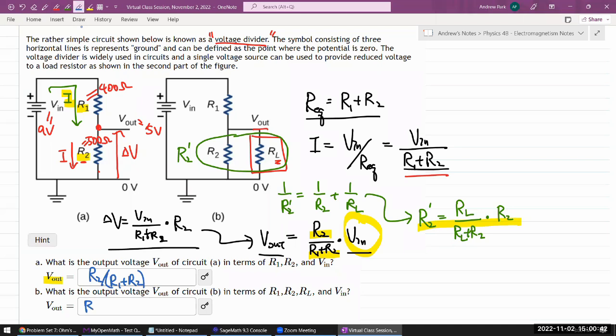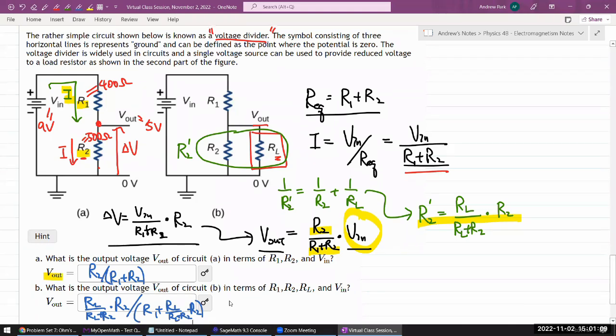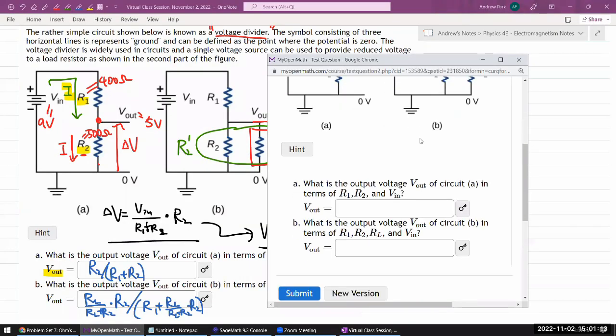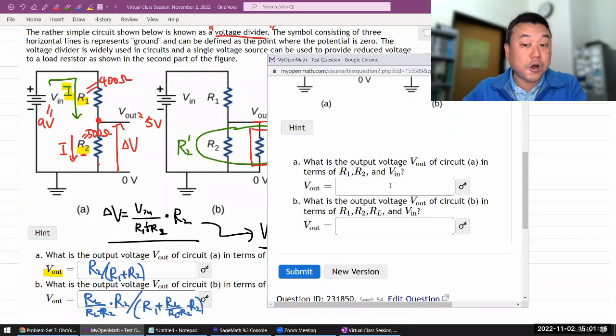So it'll be RL over RL plus R2 times R2, that's R2 prime, divided by R1 plus the same thing, RL over RL plus R2 times R2. And I guess there's a simpler way to write it, but I think that's good enough for the answer to put into my MyOpenMath. And I will show you the thing to caution about.